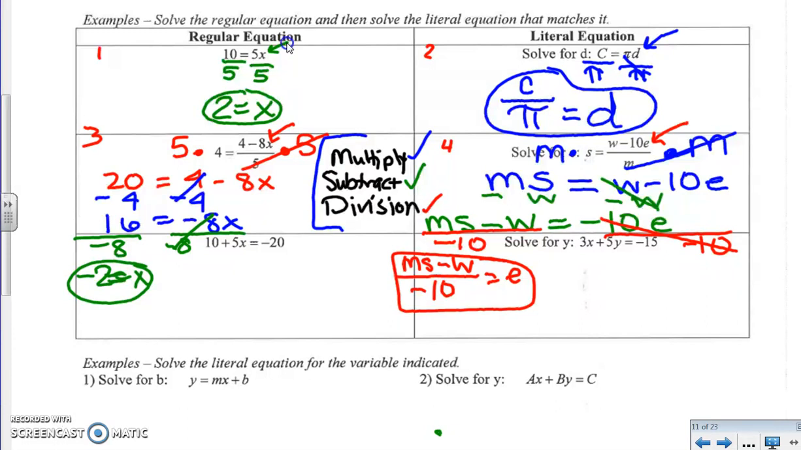And now let's look at example 5, and then we'll end with example 6, which is going to be similar to 5. First, in example 5, we want to subtract 10 to start isolating x on the left side. Then we can end with division because 5 is multiplied by x, divided away and divided on both sides.